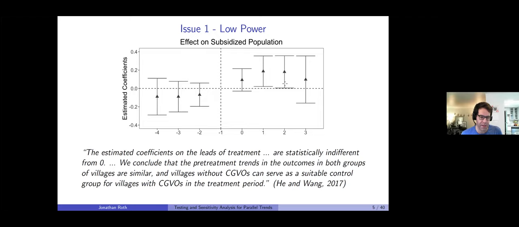For the pre-trends package, I do have a Shiny app. So if you religiously refuse to open R, you can actually use the Shiny app to make the same types of plots.